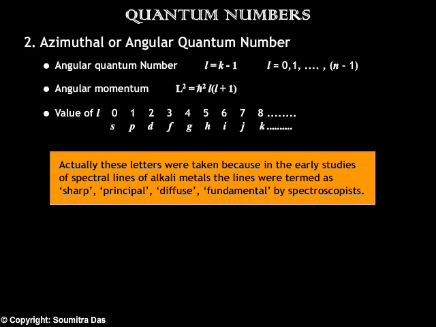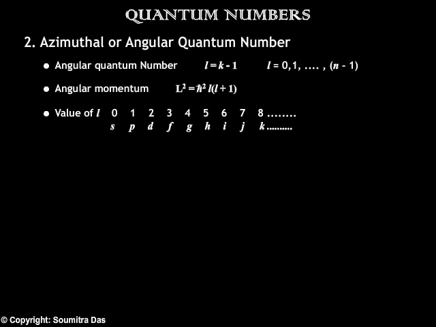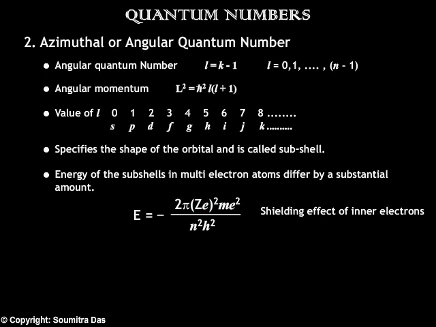Actually, these letters were taken because in early studies of spectral lines of alkali metals, the lines were termed as sharp, principal, diffuse, fundamental by spectroscopists. So primarily, the azimuthal or angular quantum number specifies the shape of the orbital and was called subshells. The energy of these subshells in multi-electron atoms differs by a substantial amount.